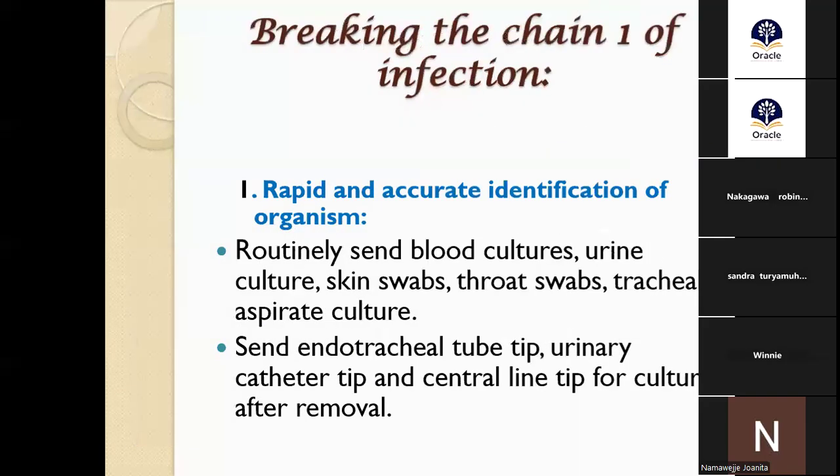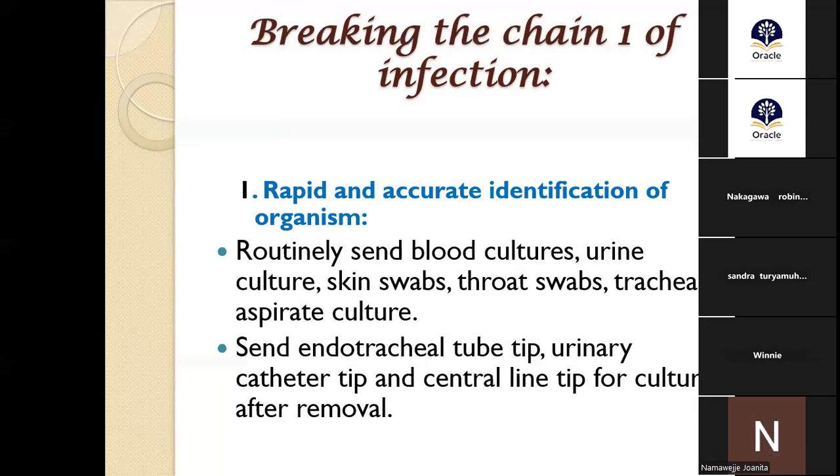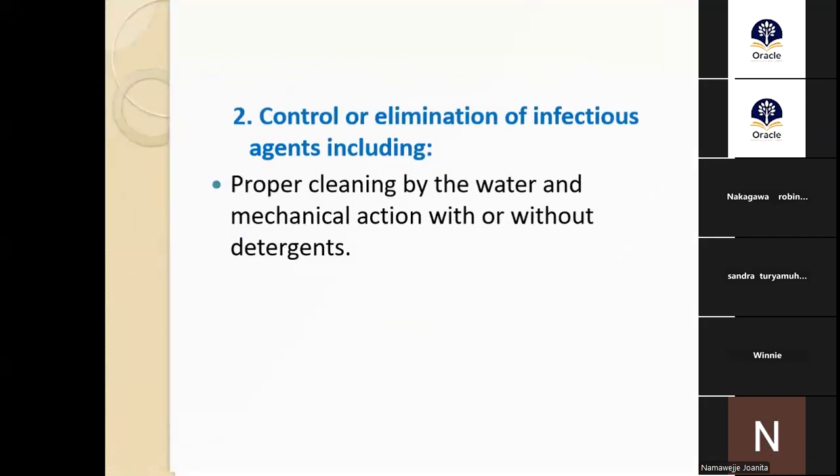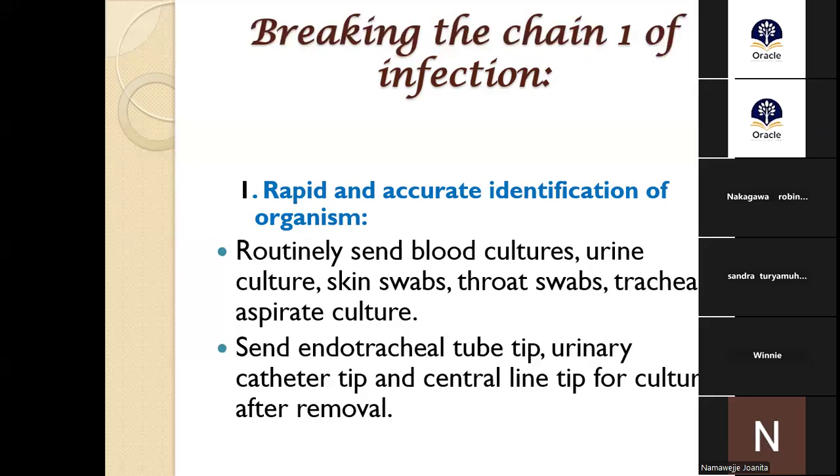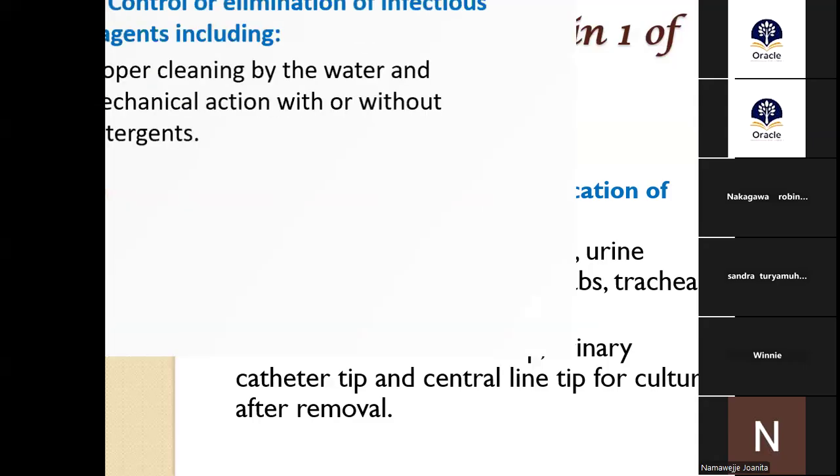Among them, you identify the microorganism: rapid and accurate identification through what? Cultures. You do swabs and then culture and sensitivity to know the exact microorganism that is present. If we know the exact microorganisms, then you can target your treatment, or we can know in this hospital which type of microorganisms we have, and so which type of antibiotics we need to use.